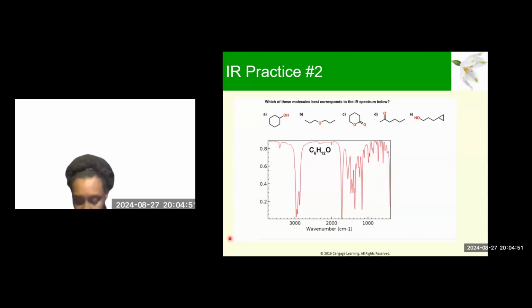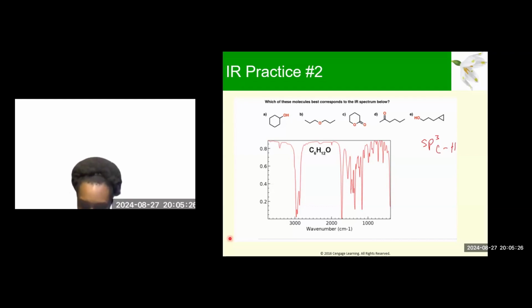So let's look at the next one. So if I'm looking at this, I see C6H12O. I notice that all the peaks are to the right of 3,000. My little cricket line, but they're to the right of 3,000. And so because of that, I know that it only has sp3 carbon hydrogens. So I know that much.